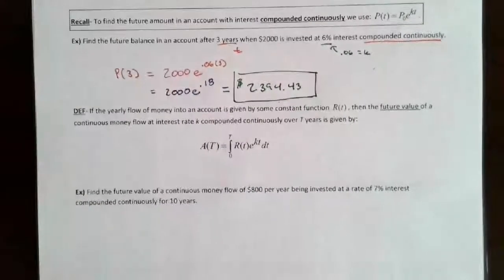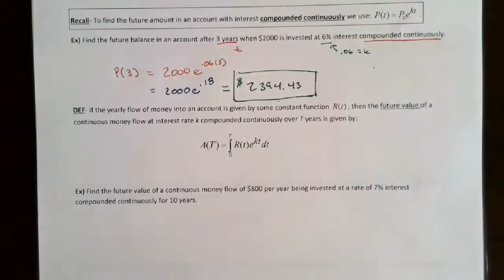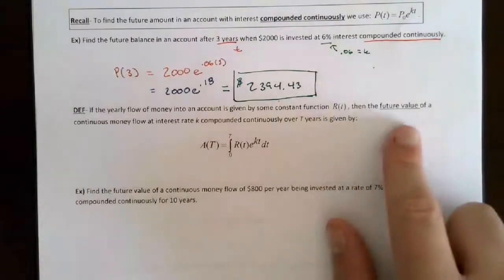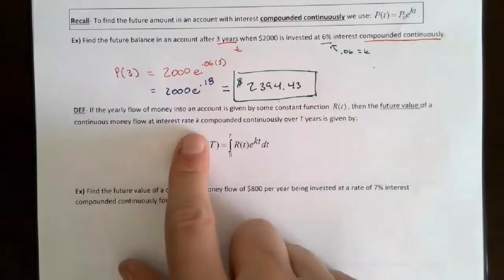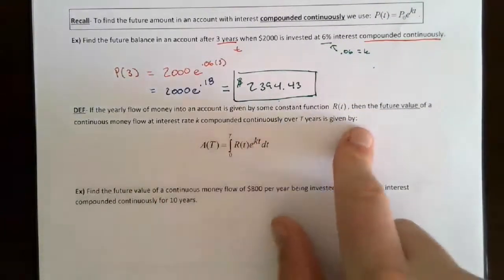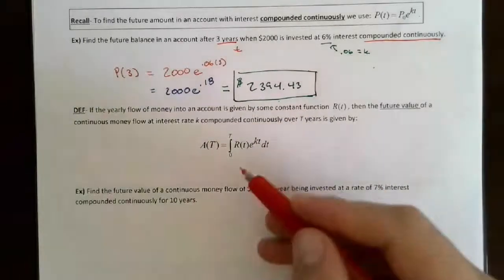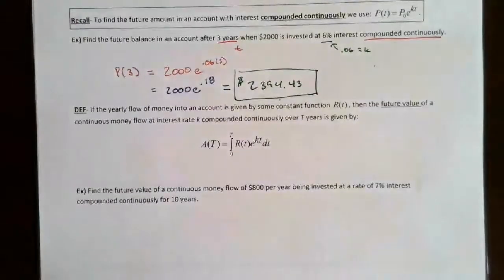So, moving into some newer material. It says, if the yearly flow of money into an account is given by some constant function, which we'll call R of t, then the future value of a continuous money flow interest rate k compounded continuously over t years is given by this formula here, but let's talk about what this really means.